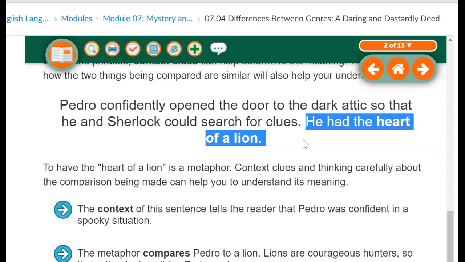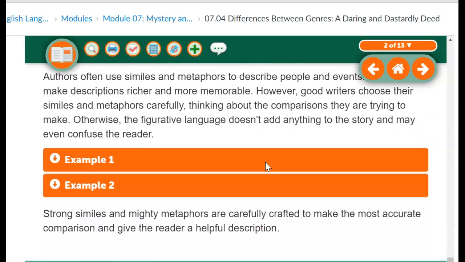Kaylin, I see you shaking your head no. What do you think it might mean? That he was brave. Good, yeah. He's really brave because think of a lion. Lions are big and intimidating and don't seem to be scared of anything. So yeah, he had the heart of a lion means he was really brave. He wasn't scared to go in there.